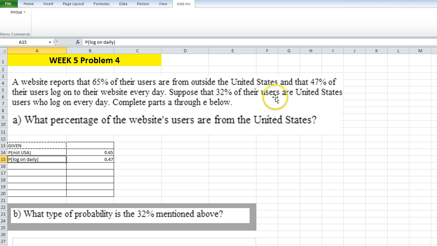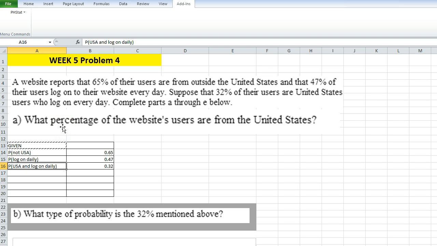Suppose that 32% of their users are United States users who log on every day. So this is a joint probability, where it's showing two events that occur. 32% is the probability that they're in the US and they log on every day. Now, we're asked to go through and find a couple of solutions.